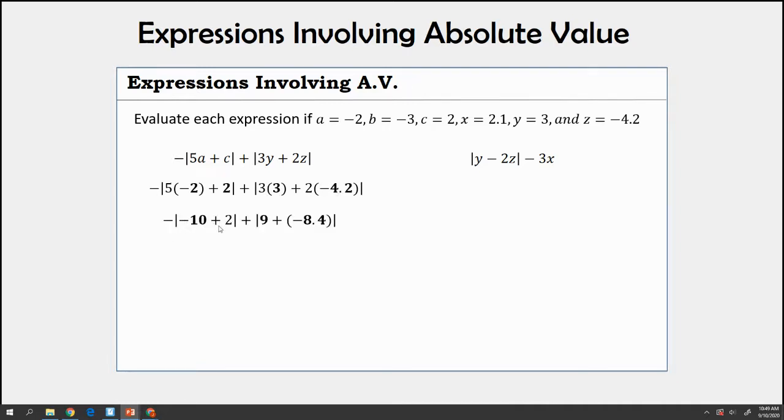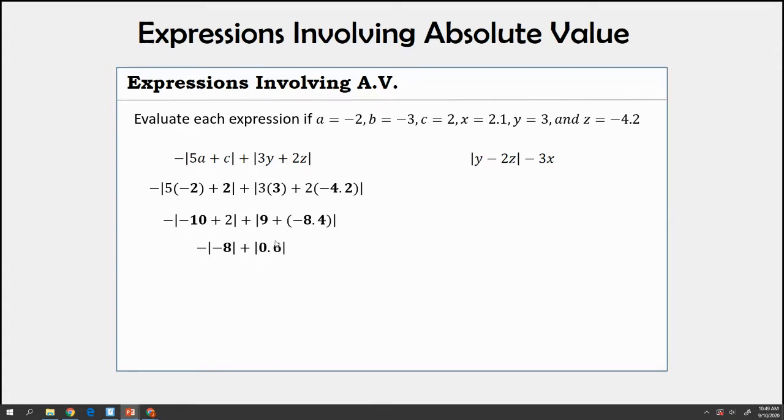Negative 10 plus 2 is inside my first absolute value. 9 plus negative 8.4 is inside my second absolute value. Notice I left that negative sign in front. Keep carrying that down. So the next step, negative 10 plus 2, that's negative 8. 9 plus negative 8.4 is 0.6. Now we're going to apply our absolute value. So how far from 0 is negative 8? Well, it's 8 units from 0.